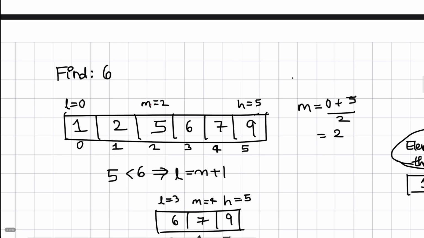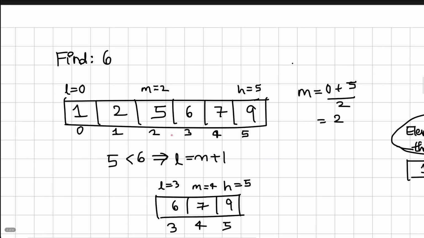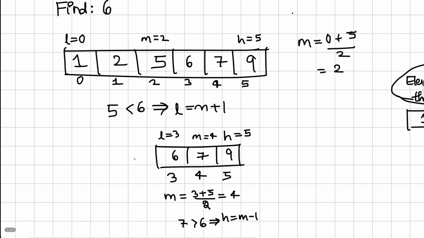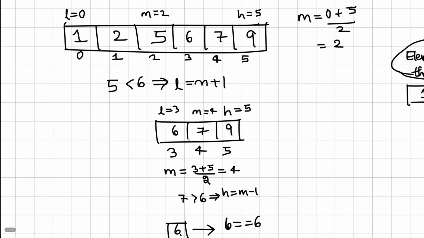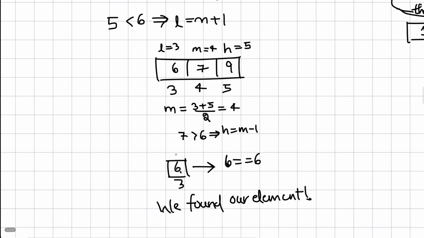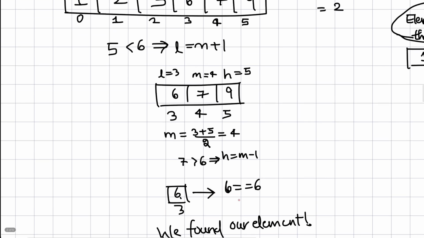So the mid comes out to be index 2, which is 5, and we ask the question: is 6 less than 5 or greater than 5? 6 is greater than 5, so it has to be in the right subarray of 5. So our search space becomes the right subarray of 5, which is 6, 7, 9. We ask the same question to the mid element 7, and it says the right subarray is where it needs to be found. So we come down to a single element and we ask, is this the element that we are trying to find?